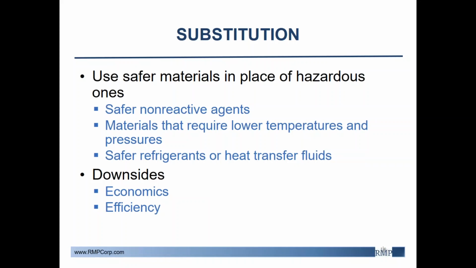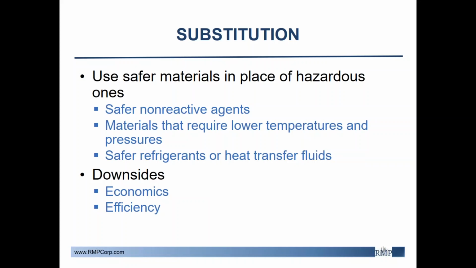Unfortunately, downsides to substitution include economic factors and reduced process efficiency. Hazardous materials are, of course, often used for distinct reasons, and it may not be possible to substitute them without incurring significant operating or chemical purchasing costs or reducing the efficiency of the process. For example, anhydrous ammonia is widely used in refrigeration for its excellent heat transfer efficiency and low environmental risks. So it's often difficult to avoid the use of anhydrous ammonia in large-scale refrigeration.